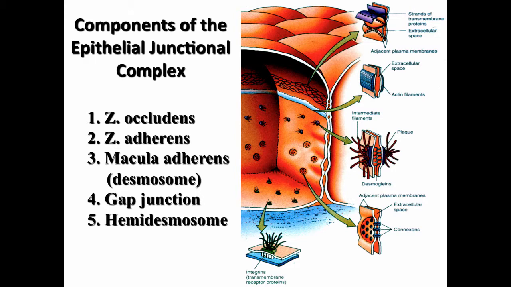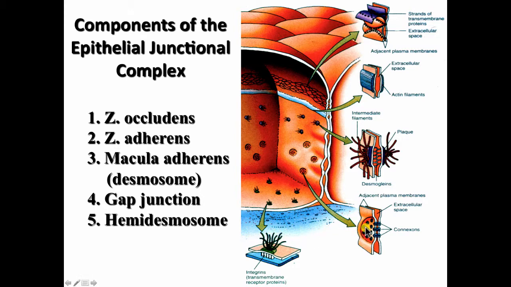You don't need to remember the names of these proteins, but they span the membrane and insert into a plaque on the cytoplasmic side of the plasma membrane, where there are also a number of intermediate filaments inserted into this plaque, providing very strong attachment and structural support between adjacent epithelial cells.